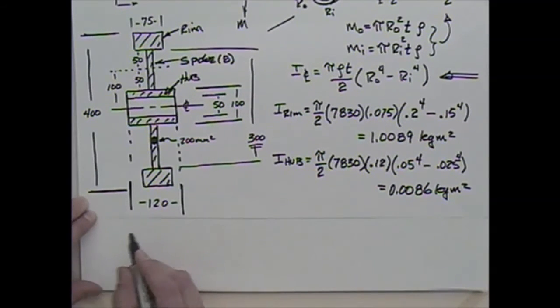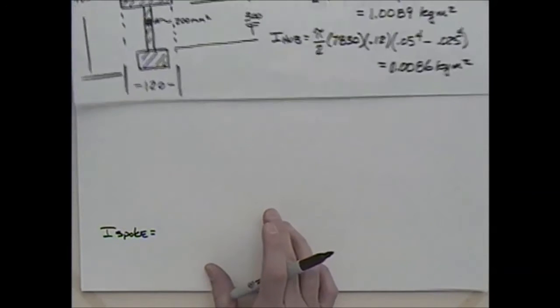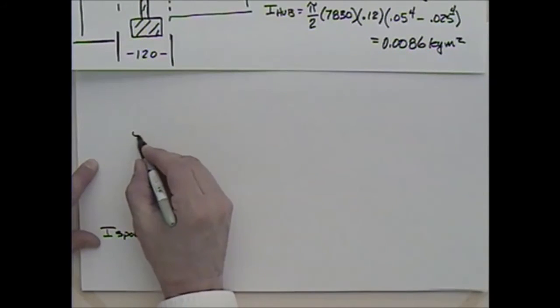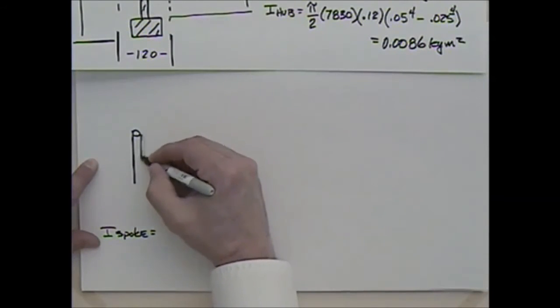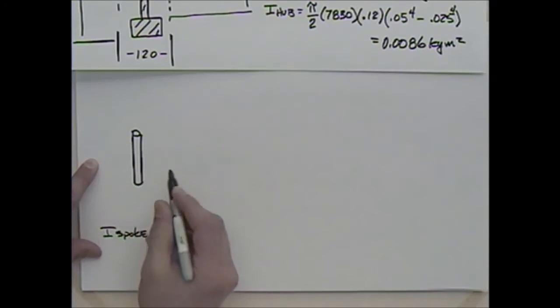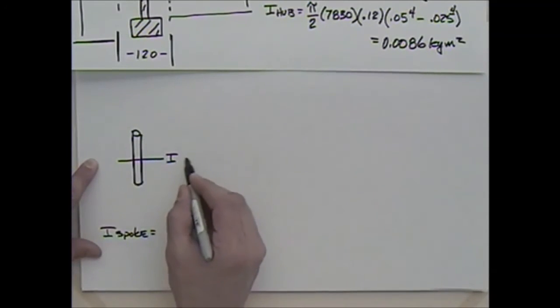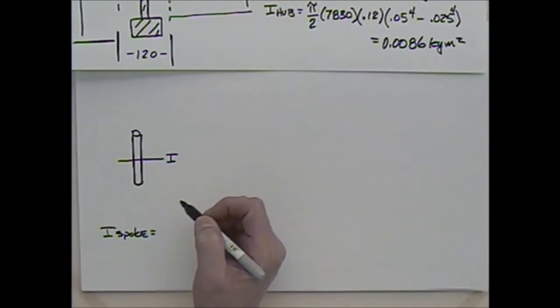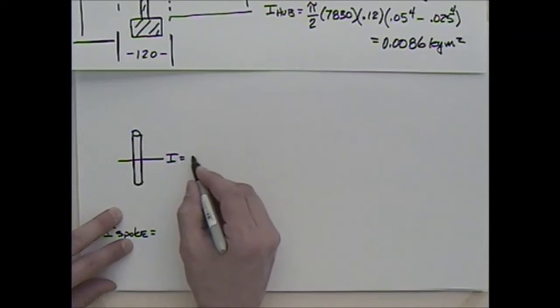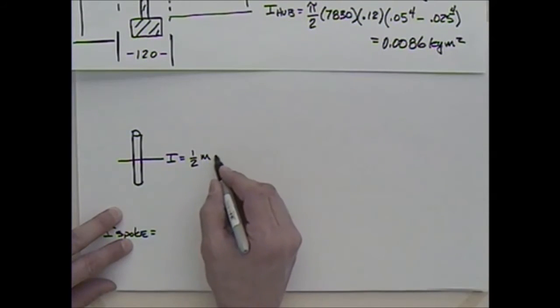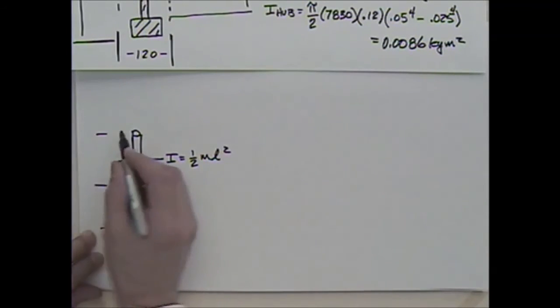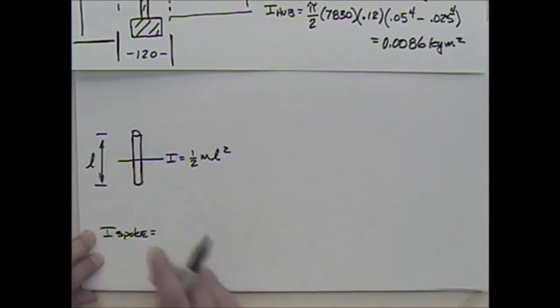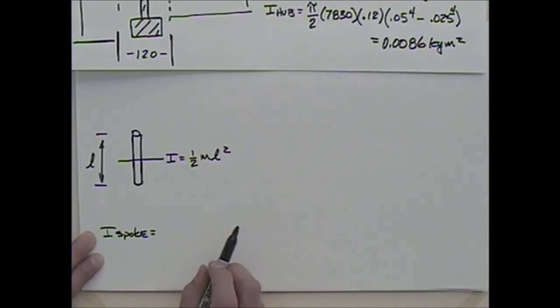So I for the spoke is going to be equal to, well, as the spoke goes, in general the spoke has a circular cross-section, right? And we have I about this axis. We can get that pretty easily out of the back of the book. I think that is 1/12 ml squared, where L is the length of the spoke. Yeah, thank you, 1/12 ml squared.